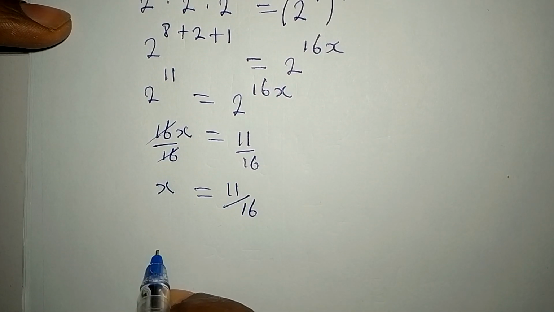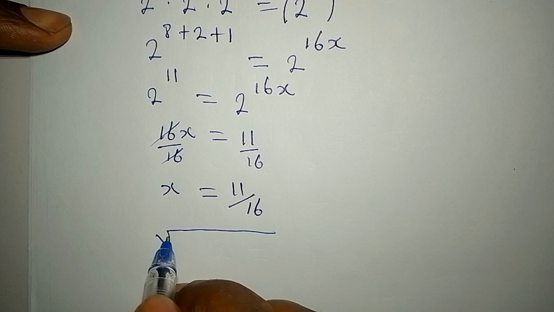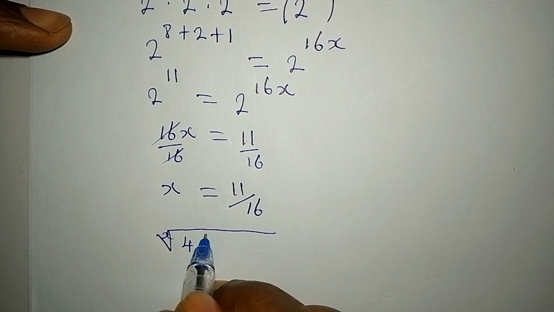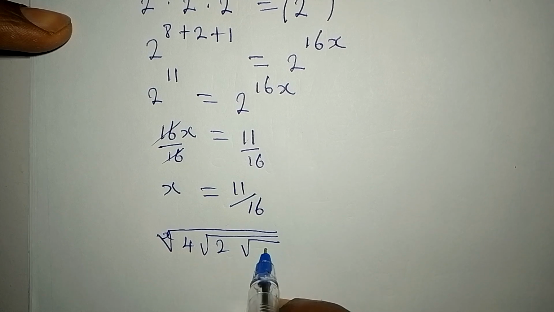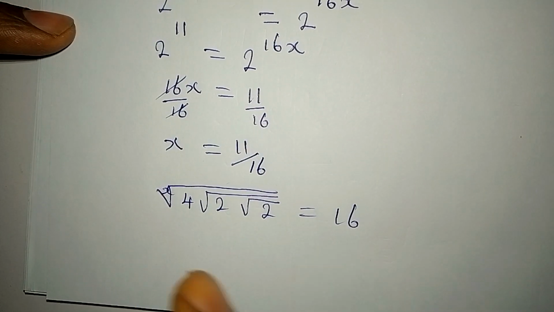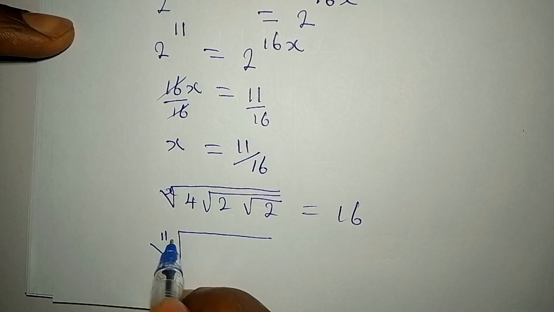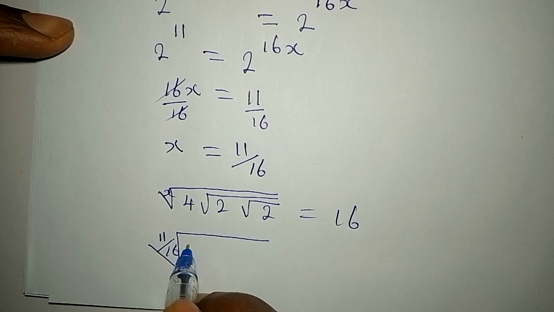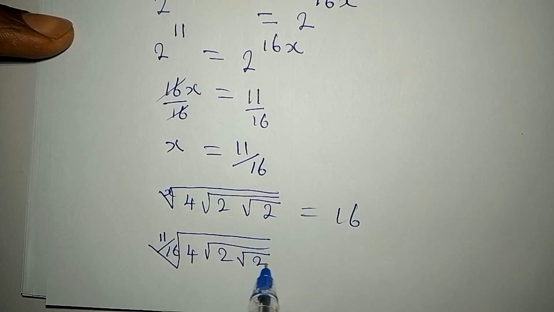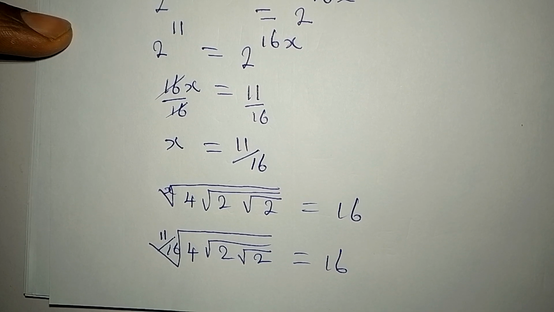Okay, so this means that the original equation was the x root of 4 root 2 root 2 equals 16, right? So this means that in place of x here, we're having 11 over 16. 4 root 2 root 2 is equal to 16. So this is what this means.